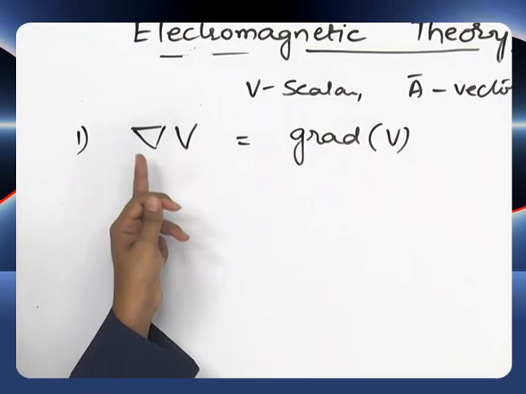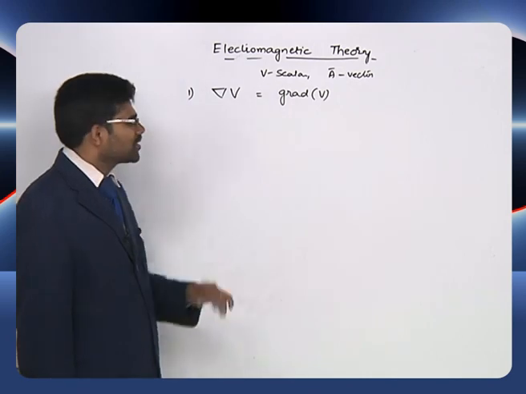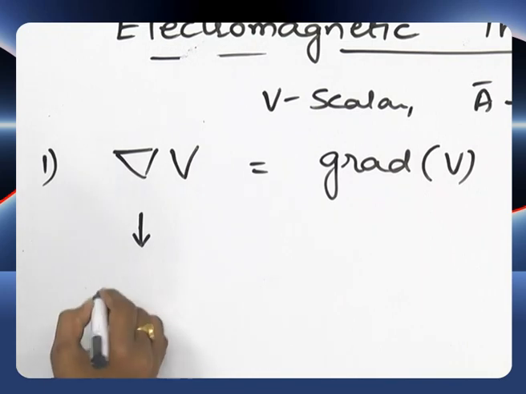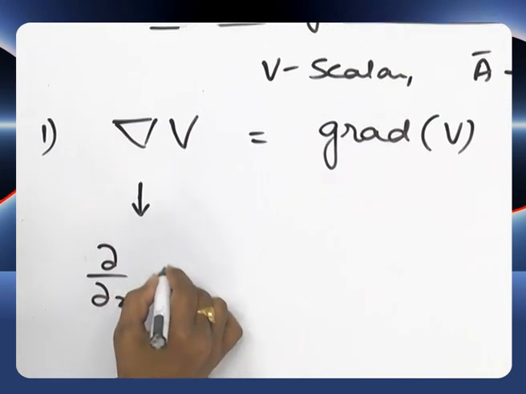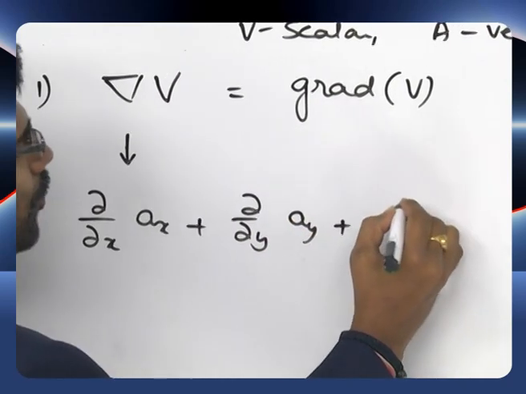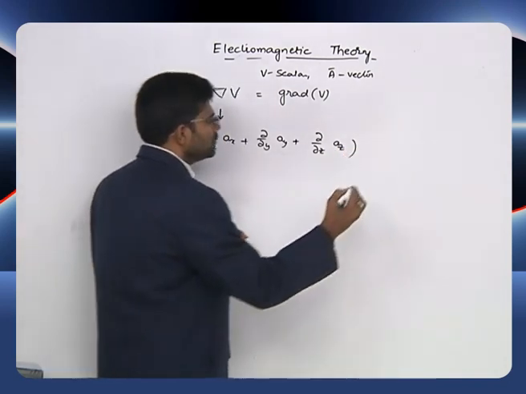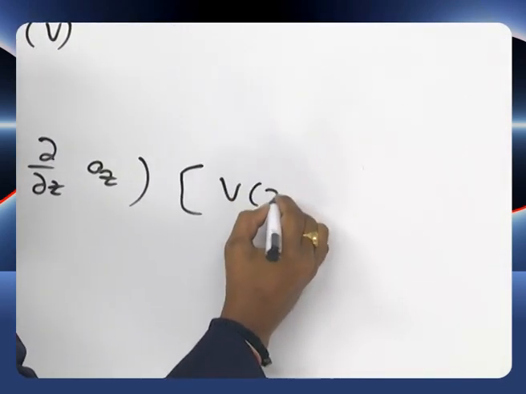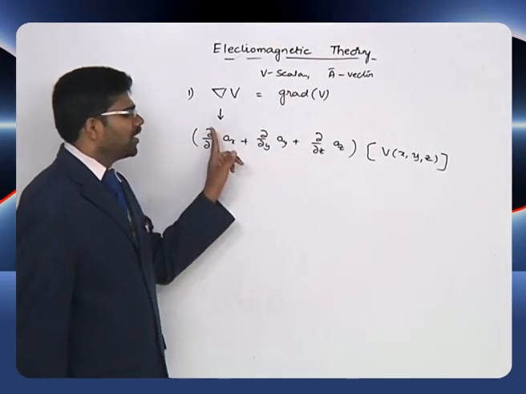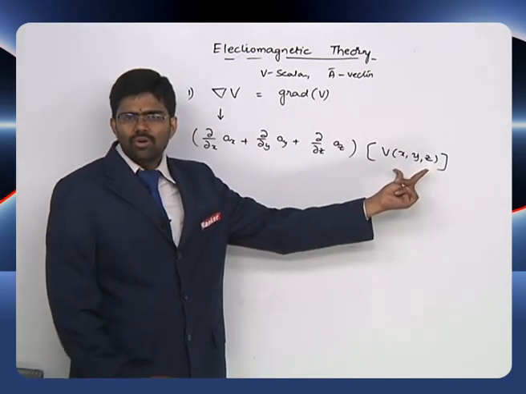Initially I will consider the rectangular coordinate system, which is a little bit easy to understand, and the same concept we will extend to the cylindrical and spherical. So take this del operator in the rectangular coordinate system. How is it given? ∂/∂x a_x plus ∂/∂y a_y plus ∂/∂z a_z. Here what we are considering is V as a scalar. I am not taking any vector component here, V is just defined as a function of x, y, z, and it is a scalar, it has no direction.